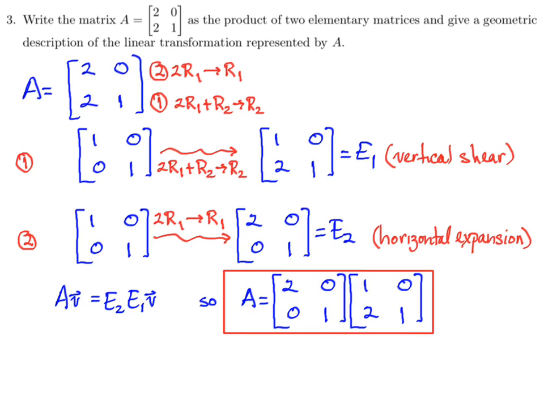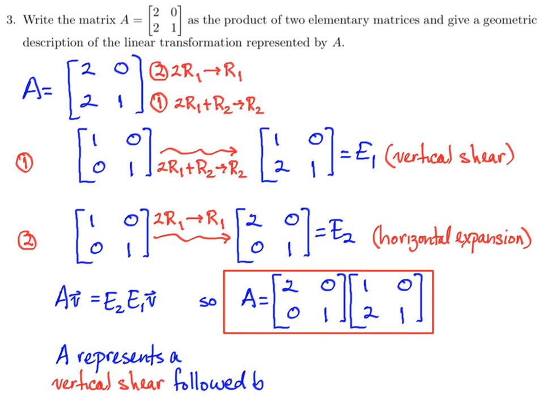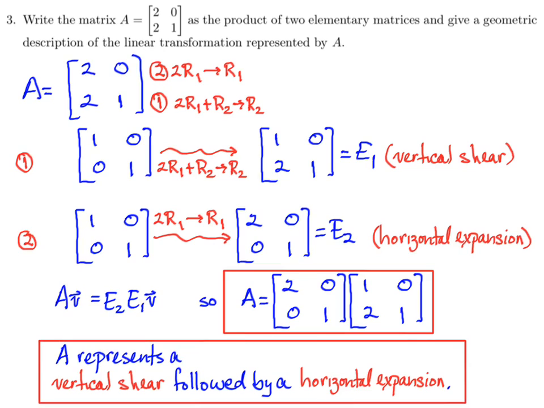And so A represents a vertical shear followed by a horizontal expansion. That's the geometric description of the linear transformation represented by A. And I want to emphasize again that the order of that multiplication and the order of those two transformations is important. The vertical shear is first, then the horizontal expansion.